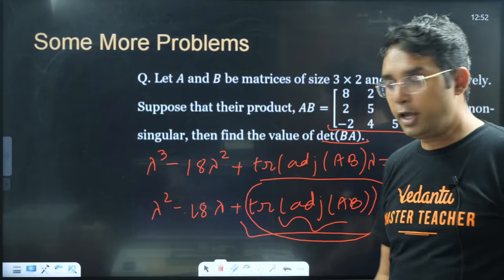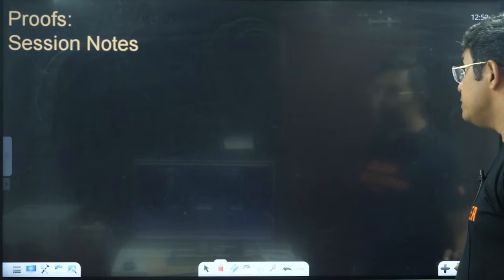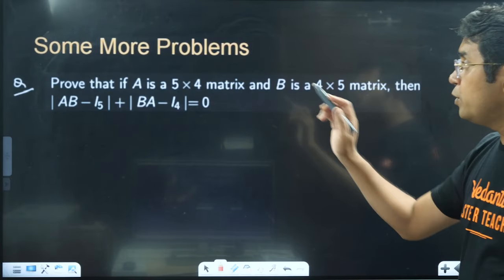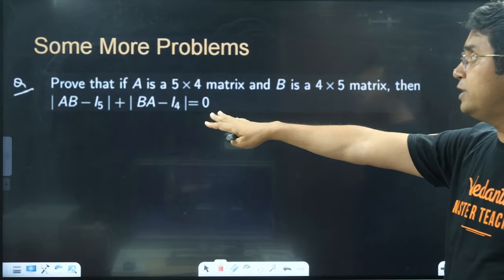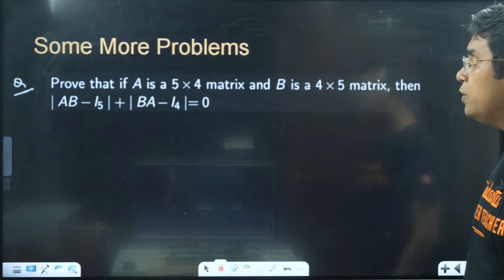That's it. Okay. Now coming to this question, prove that if A is a 5 into 4 matrix, B is a 4 into 5 matrix, then we have to prove this determinant with this determinant equal to 0. Now how this can be done, please see.